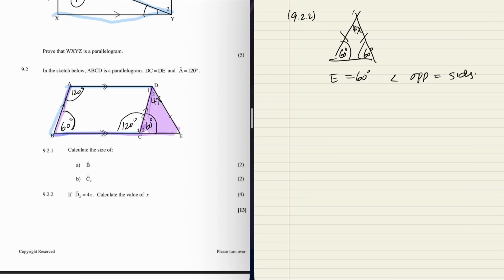Now we can use some angles in a triangle. We can say that D2 plus C2 plus E is equal to 180, and that's sum of angles in a triangle. Now D2 is 4x, and C2 and E are 60 each, so that's plus 120, and that's going to equal 180. So 4x is going to equal 180 minus 120, which is 60. That means x is going to equal 60 divided by 4, which is 15 degrees.